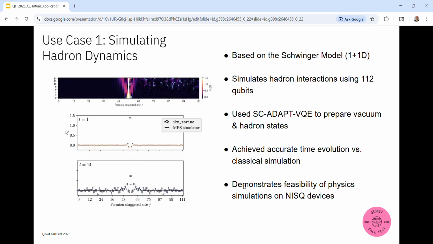Now, I'm not going to go too deep into physics or chemistry or anything here, but there, who's this by? I remember I had this somewhere. I'm sorry, I'll link the paper later. But at the same time, trying to simulate hadron dynamics.